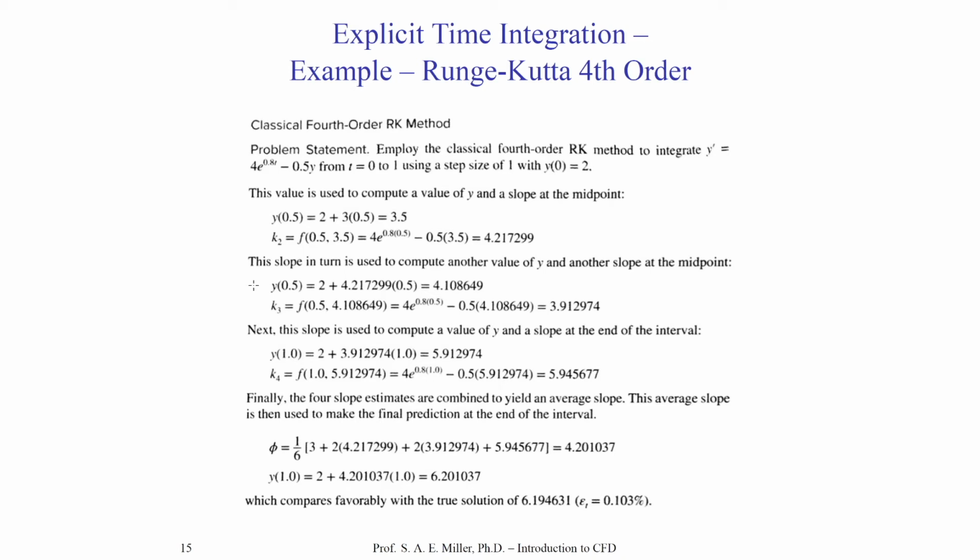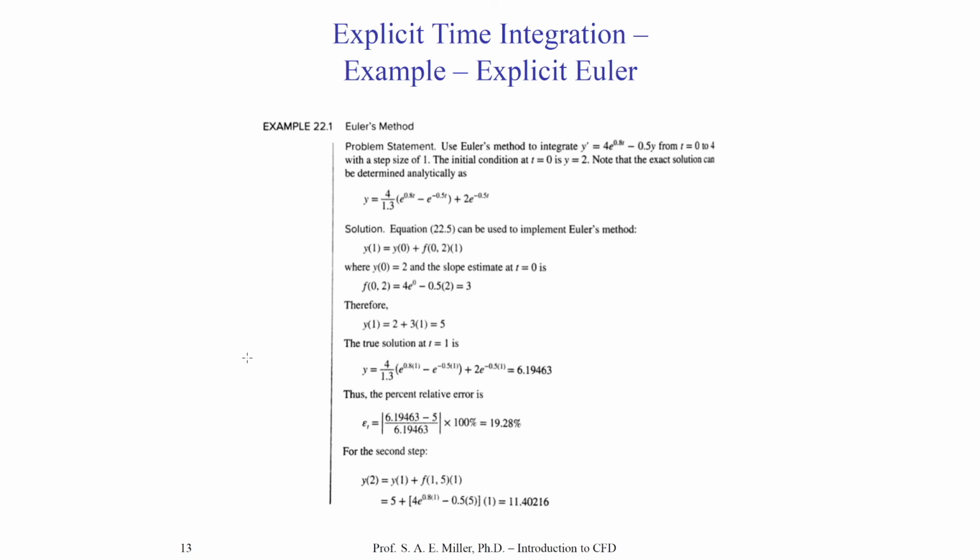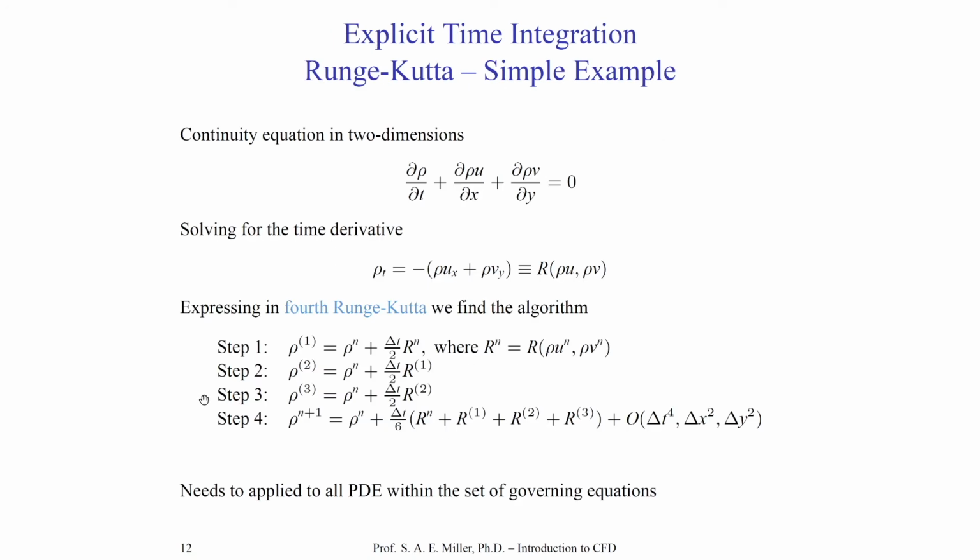And another slope at the midpoint: y of 0.5 will be 2 plus 4.217299 times 0.5 equals 4.108649. You'll notice that k2, the slope at the midpoint here at time 0.5, which is between time 0 and 1, is used in the next approximation for k3. We then do the slope approximation at the midpoint interval another time to find k4 in the equations. Let's look at those again right here. Here's essentially k4.